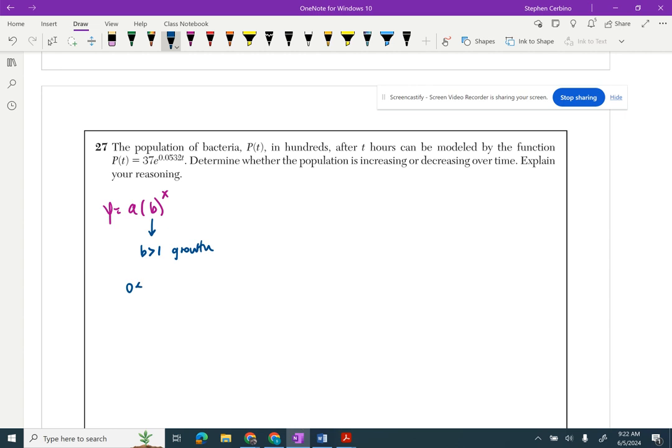If b is between 0 and 1, it's decay. So what we have to determine from this function is what's the b value when the exponent is just, in this case, t, just the variable t. So I'm going to ignore the initial value of 37. It really doesn't matter in this problem. And I'm just going to focus on this e number.